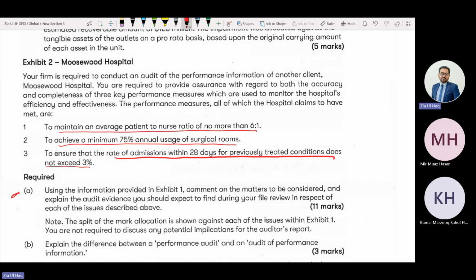Asking not the surgeon, asking the patient admission staff. Asking the patient admission staff how much percentage of patients are coming again within 28 days. So at least three procedures for each we must be able to write down. Okay, what is the requirement?